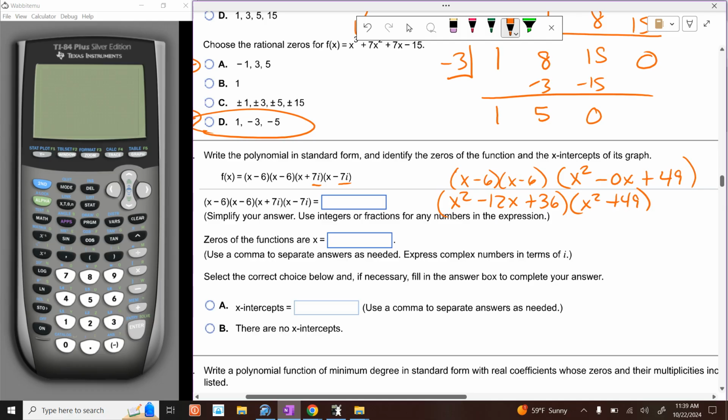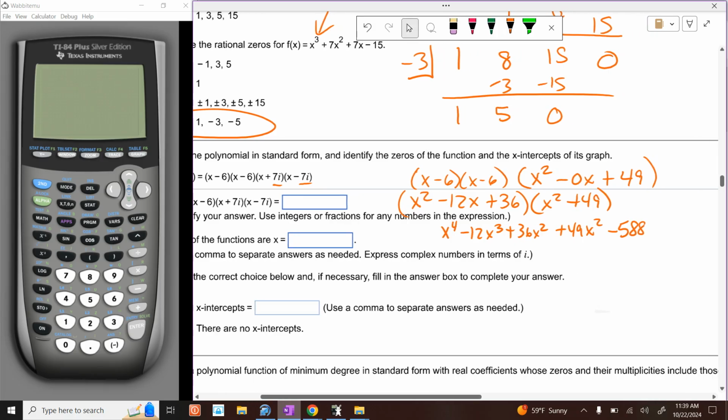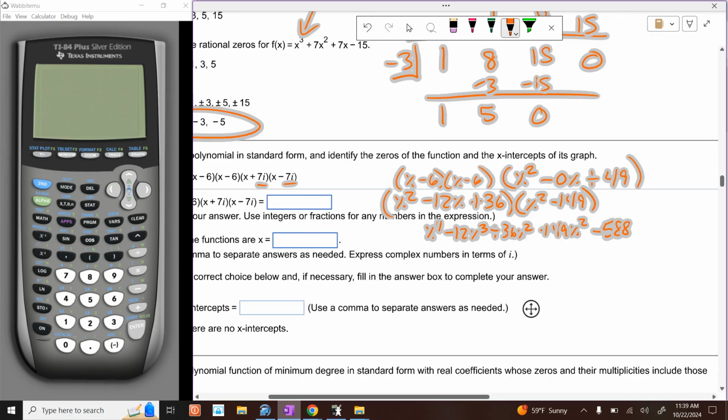So if we FOIL this out, it would be x to the fourth minus 12x to the third plus 36x squared plus 49x squared minus, 12 times 49, I don't know what that is. It's 490 plus another 98. What? 588? And then 49 times 36.